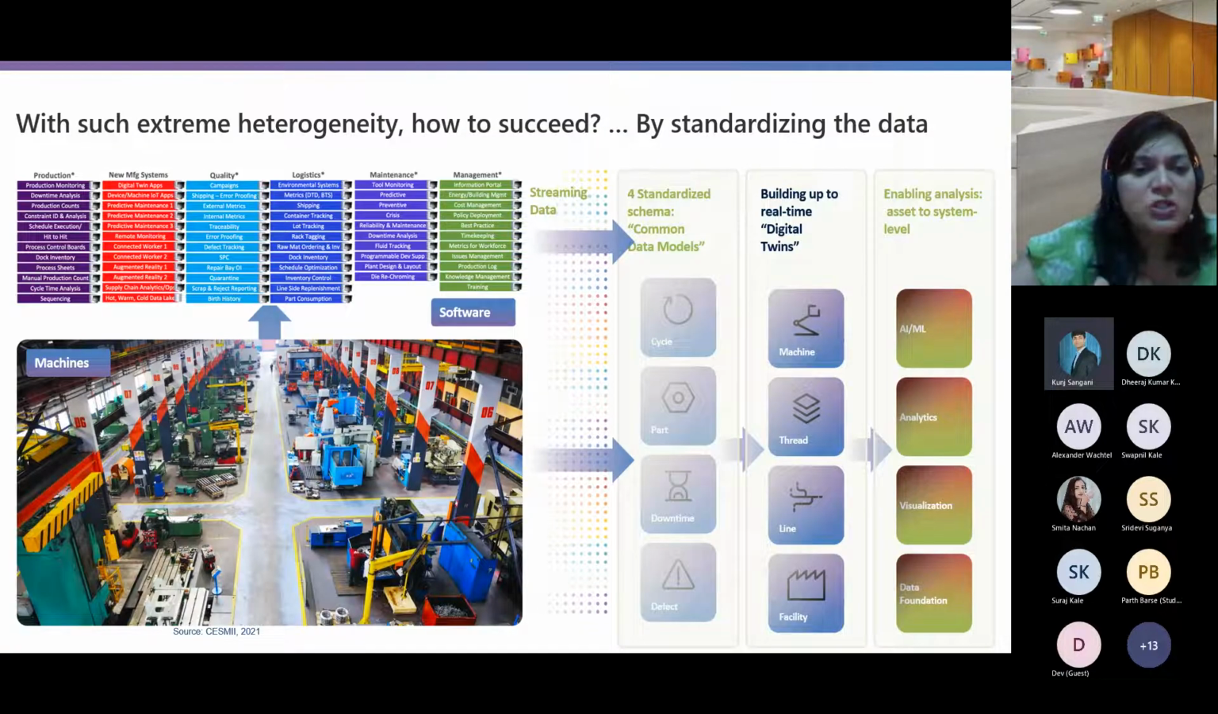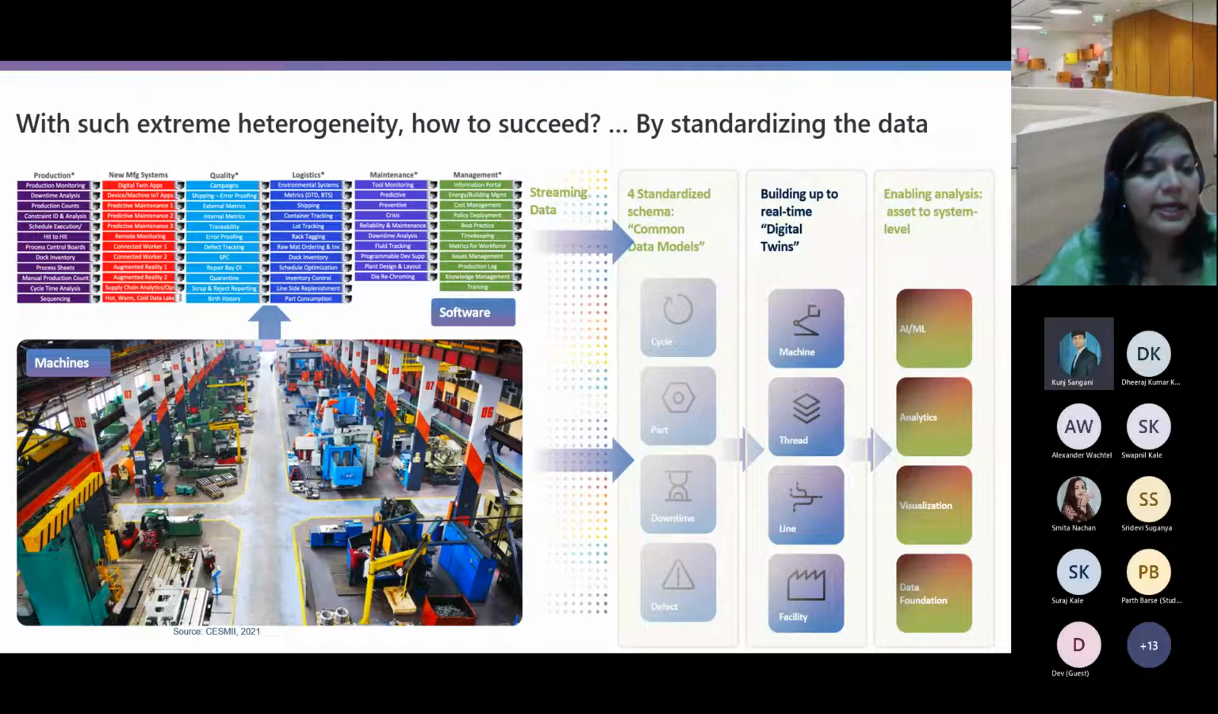So with so much heterogeneity, how do we succeed? We succeed by standardizing the data. All of these different systems will stream the data and we will standardize it, then build digital twins from the standardized data using common data models, and then do the analytics. Instead of inherently changing the systems and taking ages to do that, whatever your data is, in whatever shape or form, stream it.